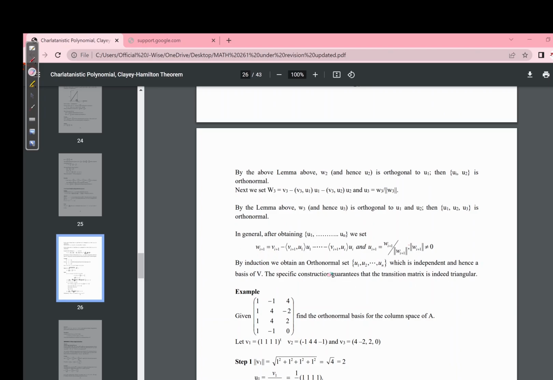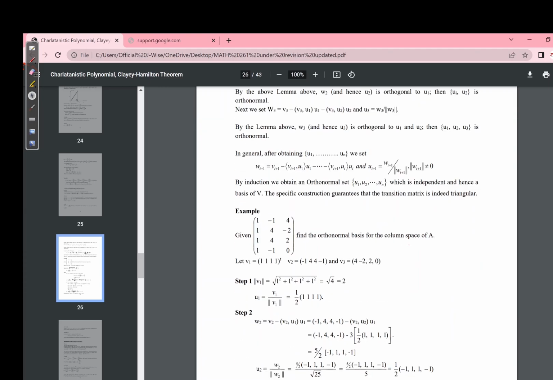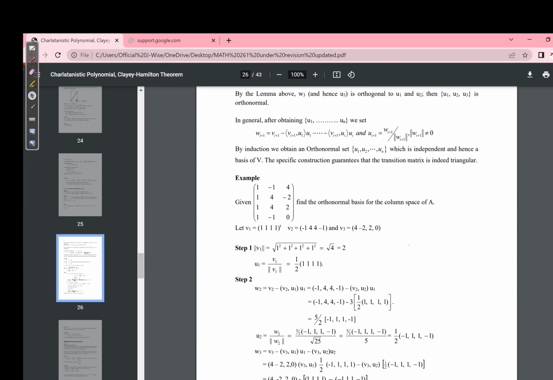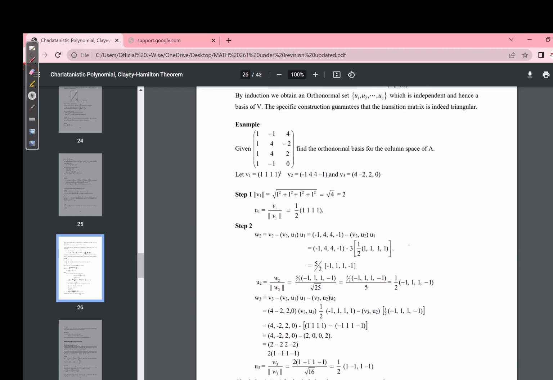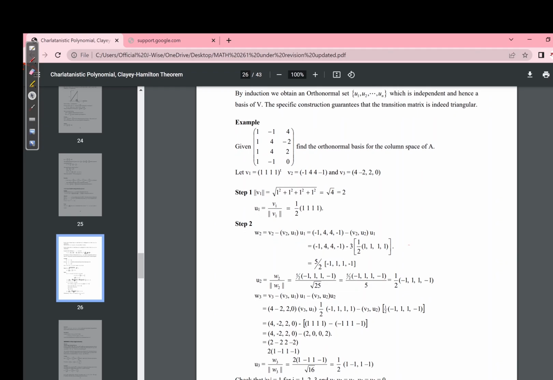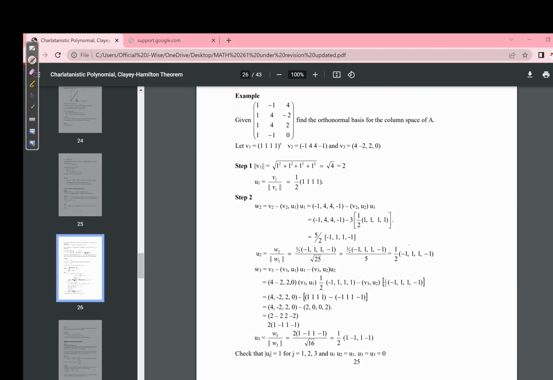So we have a matrix. This is a 4 by 3 matrix. Given the matrix, we have to find the orthonormal basis for the column space of A. For this matrix, you let the first column be V1, the second column be V2, and the last column be V3. So from the lemma, we find U1, U2, U3 such that they are orthonormal.